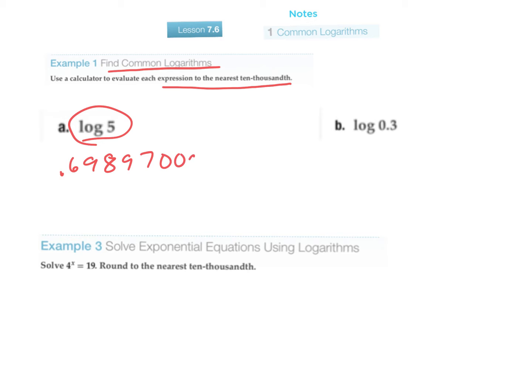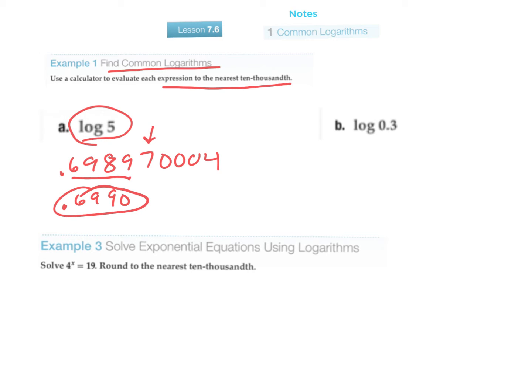0.69897, 3 zeros and a 4. We want 10,000 places, or to the 10,000ths place. So we want 4 decimal places, so we're going to look at that number, which is bigger than 5, which is going to bump the 9 up to a 10 and bump this up to a 9. So our final answer will be 0.6990, and there is our common log rounded.